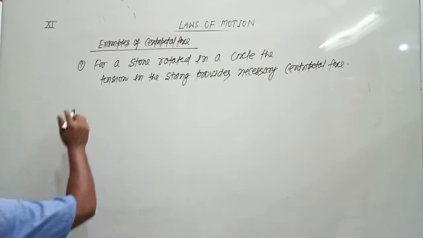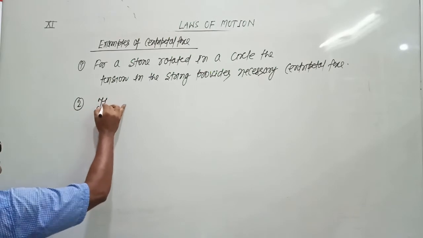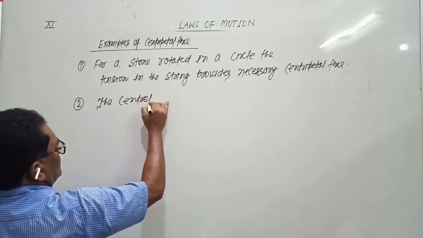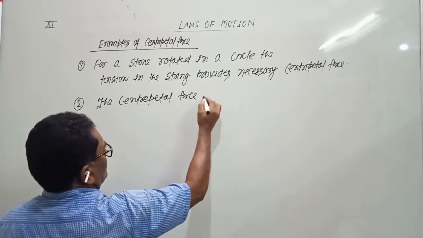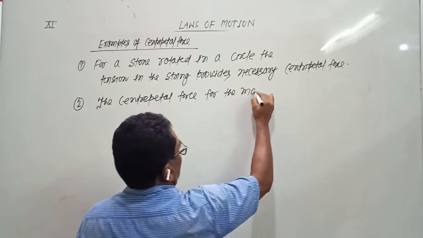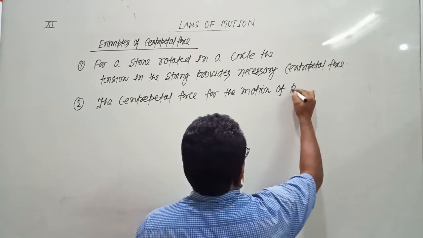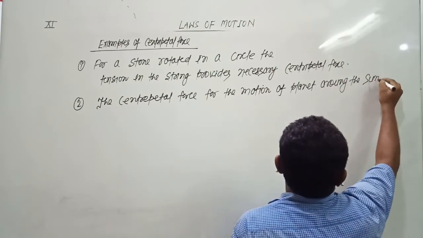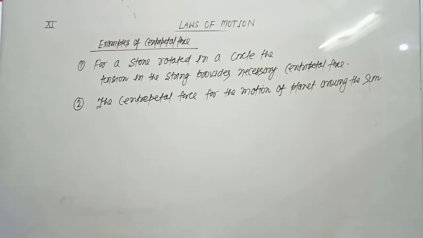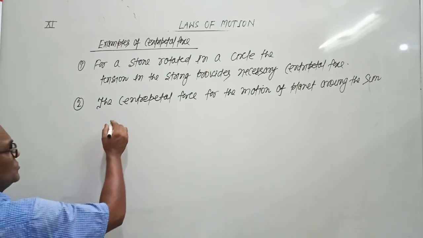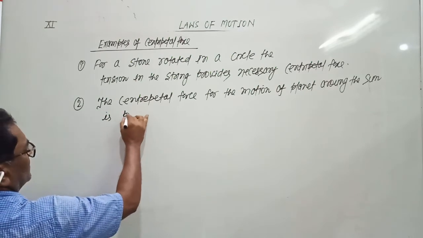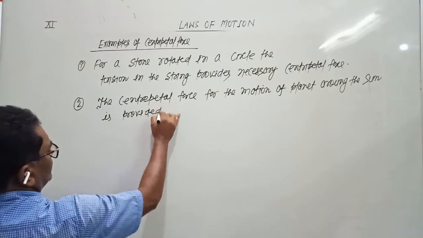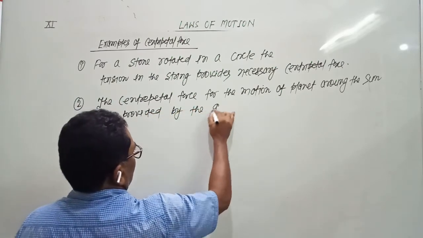The centripetal force for the motion of a planet around the sun is provided by the gravitational force.